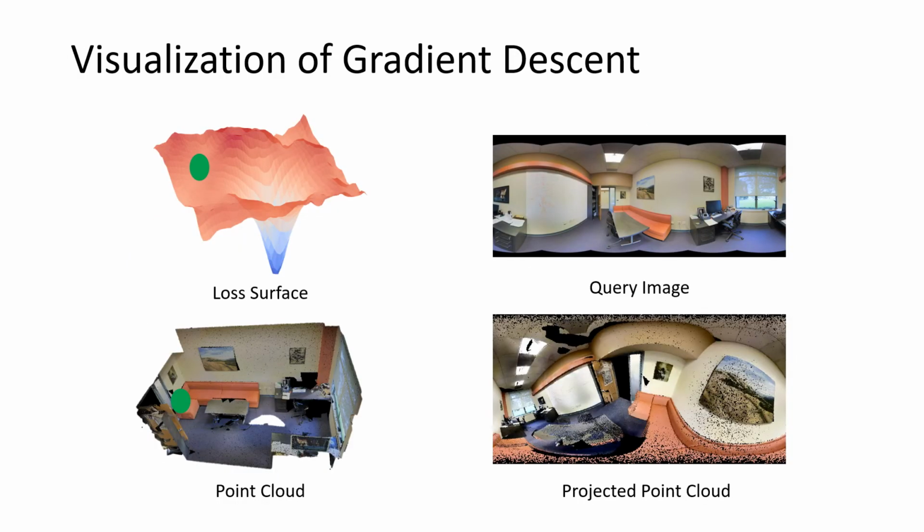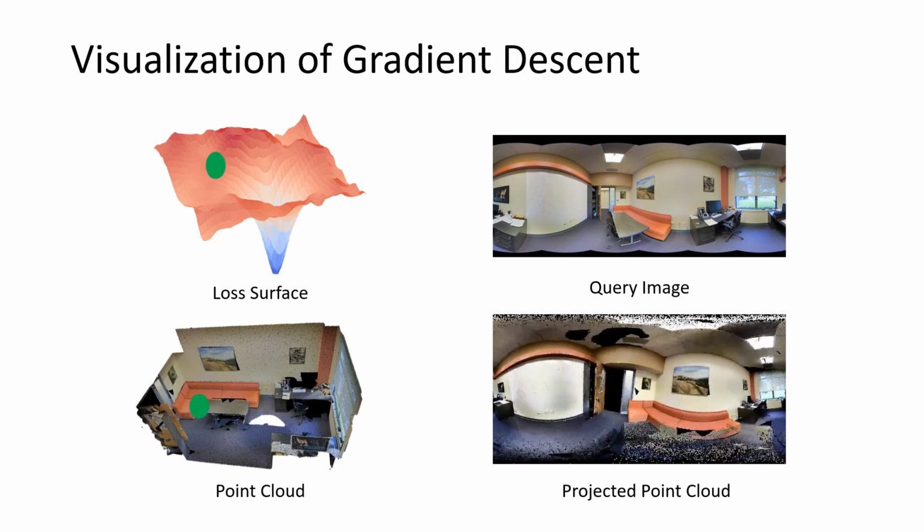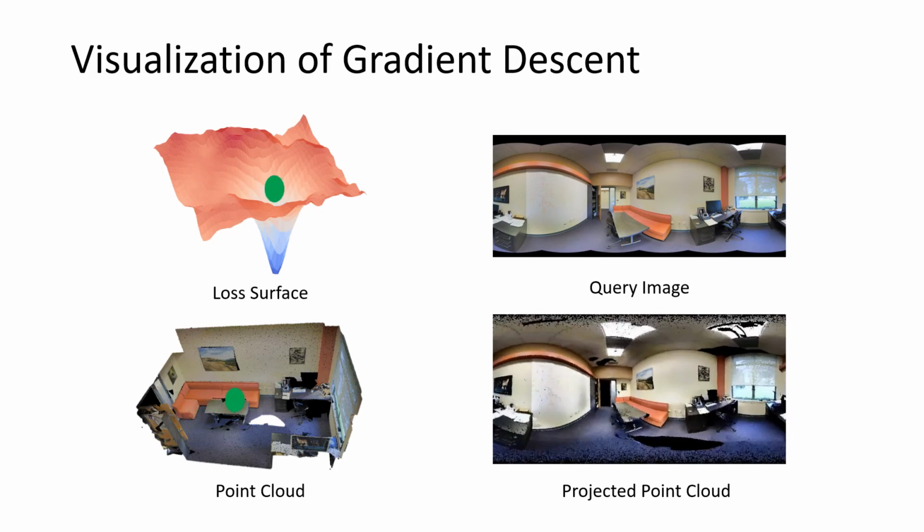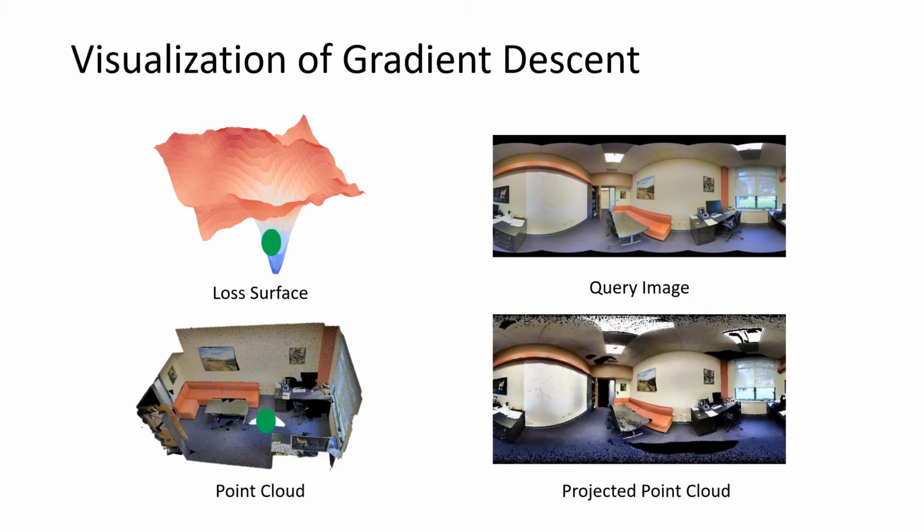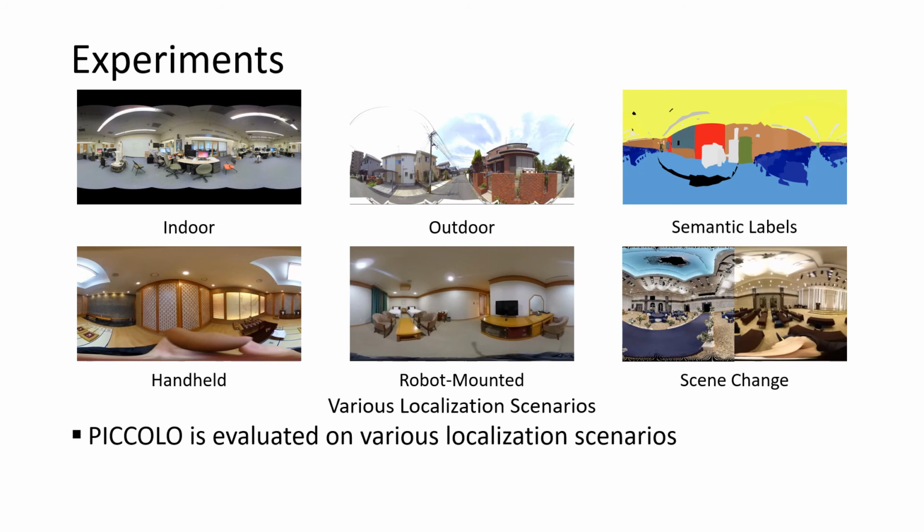Here is how gradient descent steps update the projected point cloud, which eventually converges to match the query image. We illustrate the trajectory of one starting point, but usually multiple starting points are optimized. Now we briefly share the experimental results.